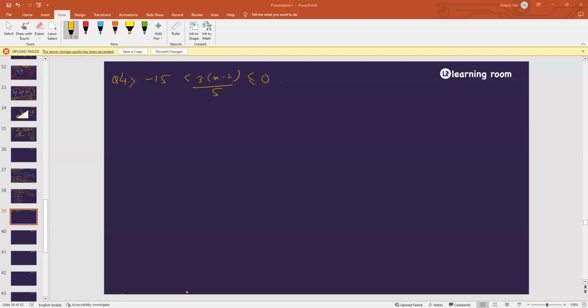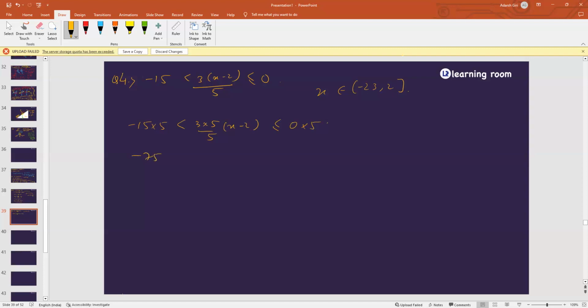Sir, x belongs to round bracket minus 23 comma 2 square bracket. Minus 23 comma 2, like this? Yes, sir, that's correct. Okay, let's solve this. So first, we have to multiply with this. I will be multiplying it with 5: minus 15 into 5 less than 3 into 5 by 5 and x minus 2 less than equals to 0 into 5.